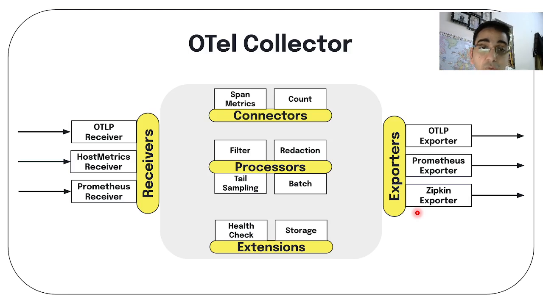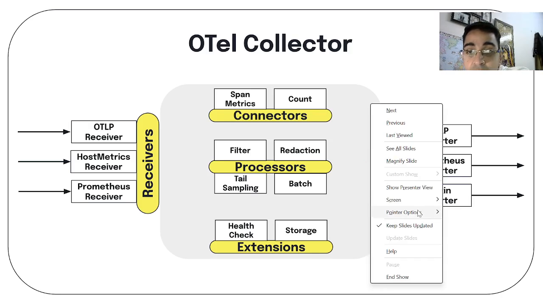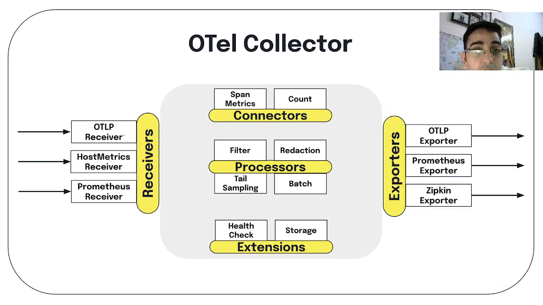Let's see another photo. These are all important architecture. What we have explained is that there will be a receiver section where it will receive the data. It can receive data from Prometheus, or from any other source. It's a push-pull mechanism, and we'll talk more about it. So receivers is the first section.